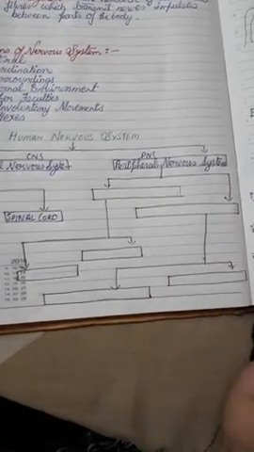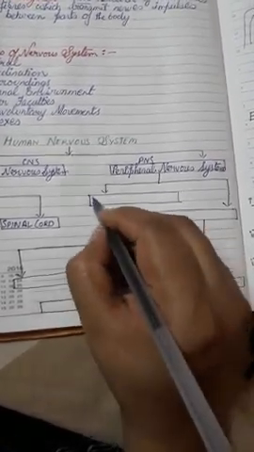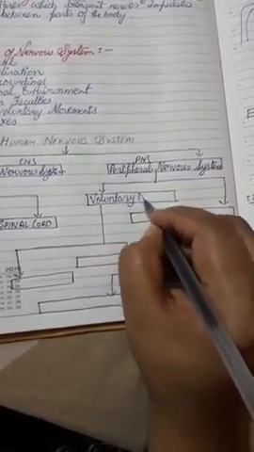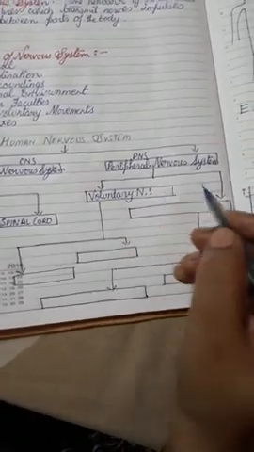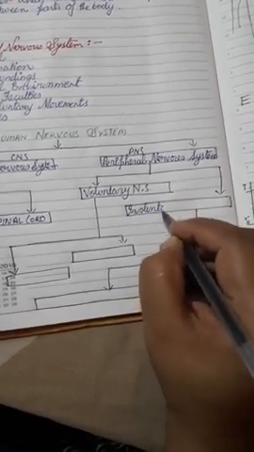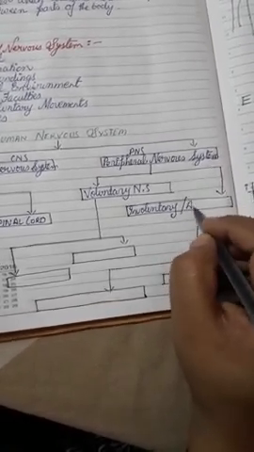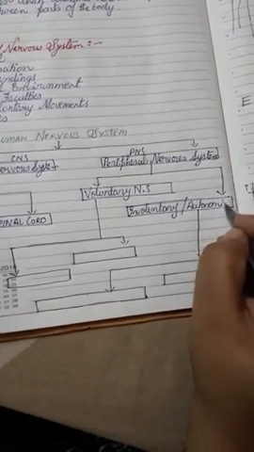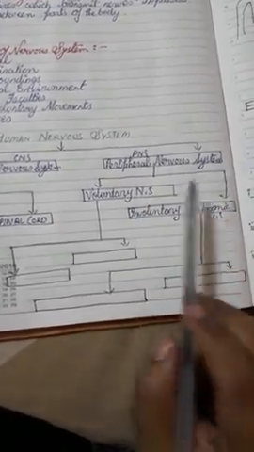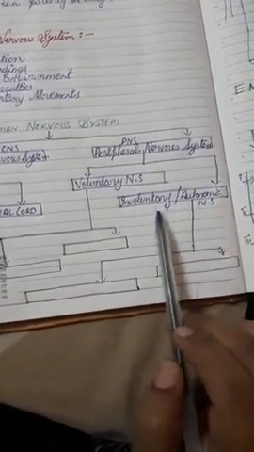Now the peripheral nervous system. Peripheral nervous system is further divided into two different parts. One is voluntary nervous system, I am writing it as NS, and another one is involuntary, which is also called autonomic nervous system. Okay, so peripheral nervous system is further divided into two parts: voluntary nervous system and autonomic or involuntary nervous system.